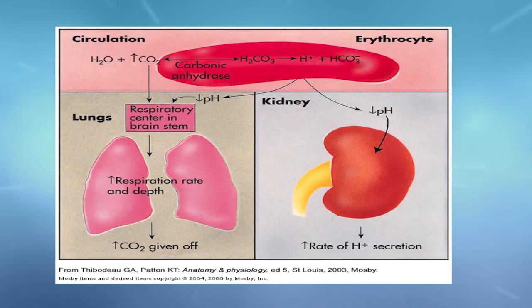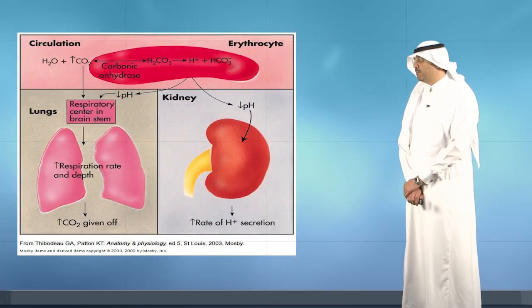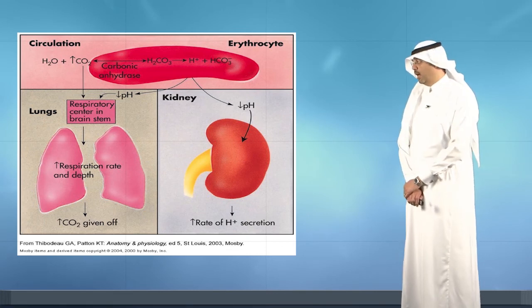If the carbonic acid, through carbonic anhydrase, is dissociated into carbon dioxide and water, this can also pass to the bloodstream, and it circulates and goes to the respiratory center through the brainstem to adjust the respiratory rate and probably increase the carbon dioxide given away.